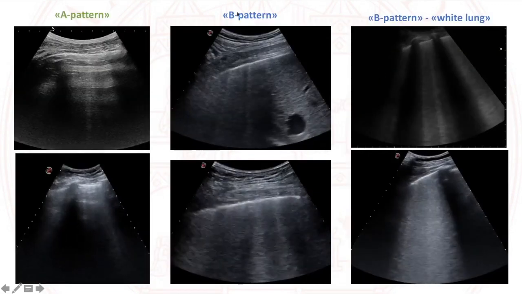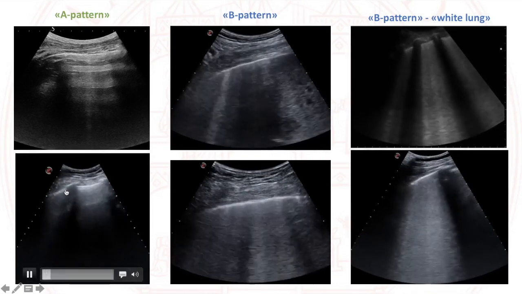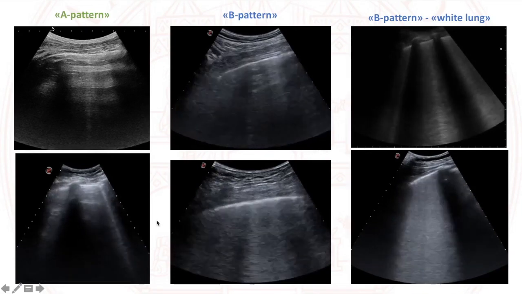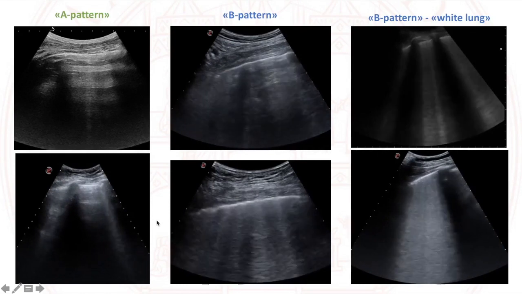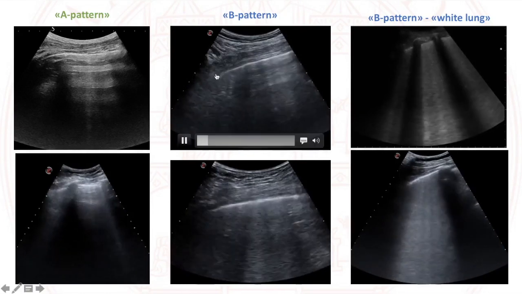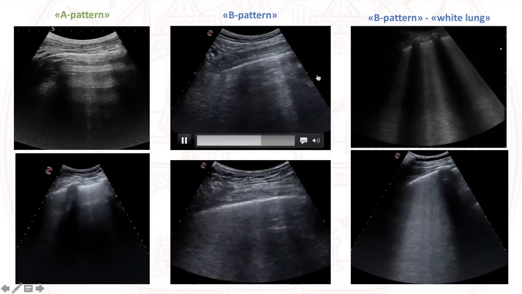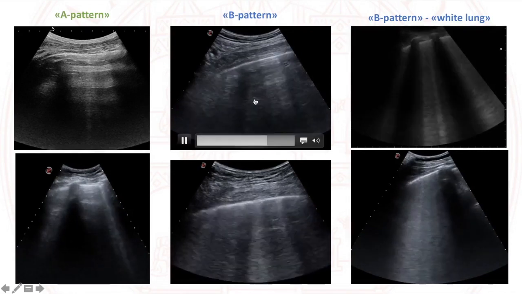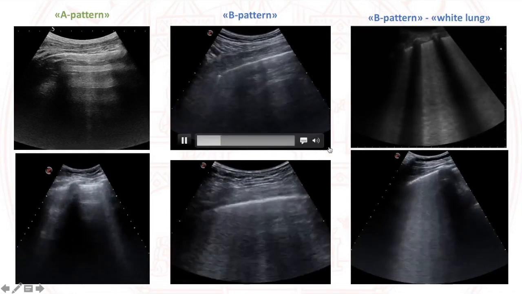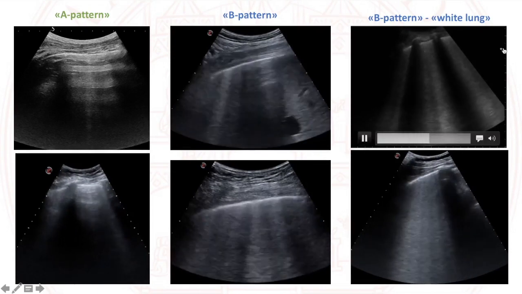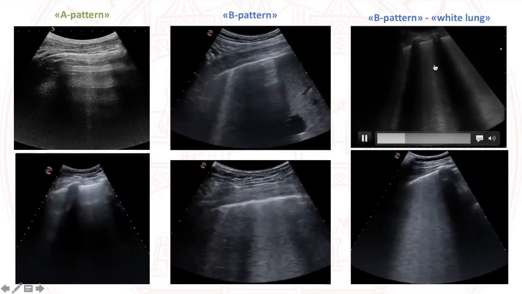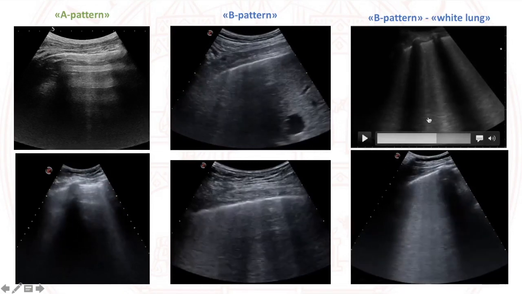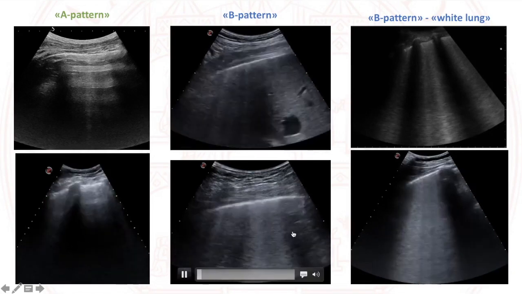Here you have some examples. On the left, a normal A pattern, still image from the clip. Here you have one B line, which we do not normally consider important or relevant. But as B lines start to grow, we could call this a B pattern. This is an interstitial syndrome of mild to moderate importance. As the process increases, we reach the white lung stage, in which everything is filled by B lines. You cannot see any A lines in these pictures, but you could see some A lines here and here.